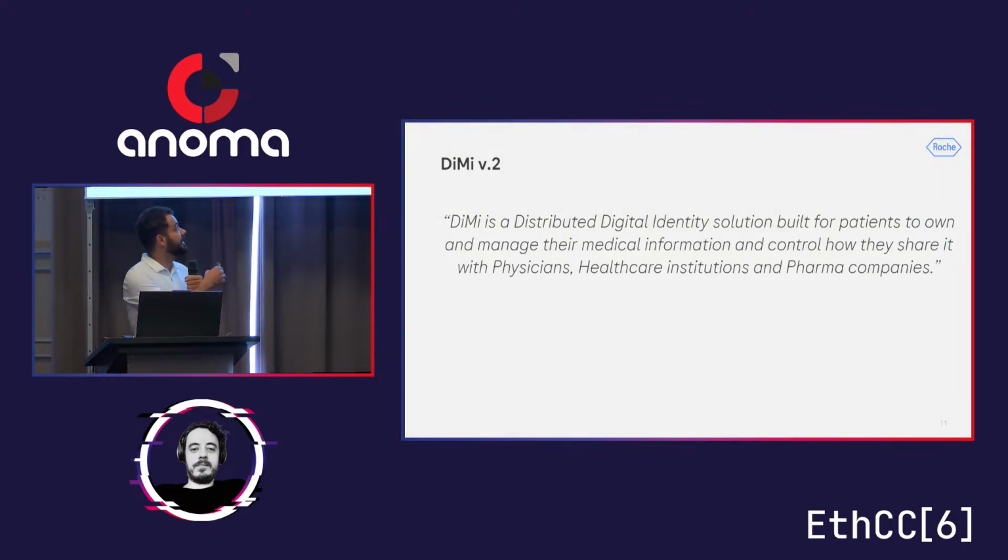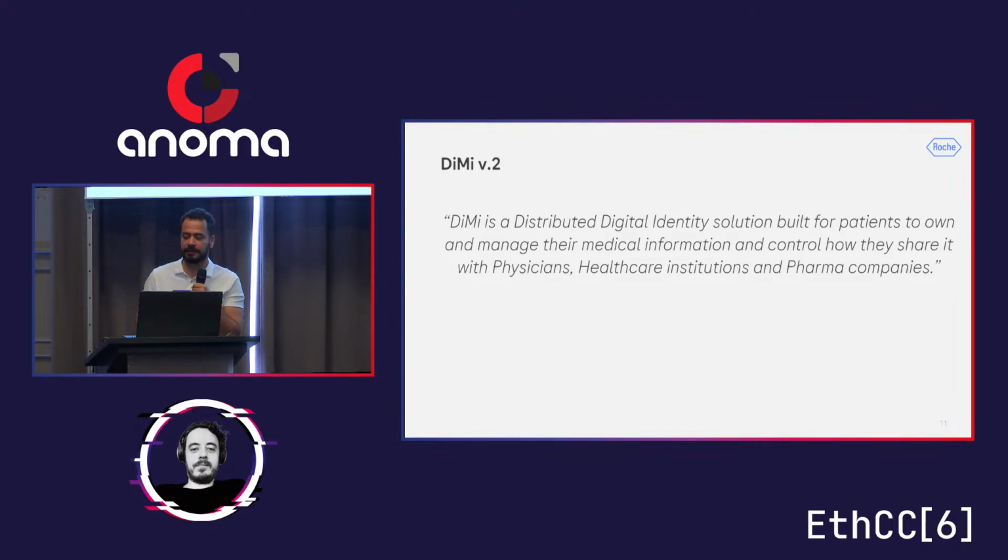We're building DIMI. Now it's version 2. Last year I talked about version 1. What did we add to it? We added zero knowledge proofs, so without revealing the data. We're also changing the chain that we were on. We were working with a smaller chain, and now we're going to a public blockchain that's much more used and better.